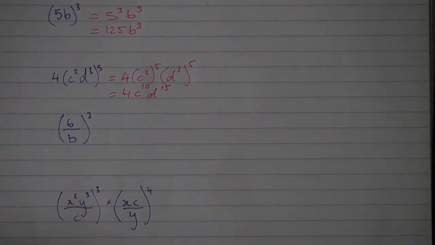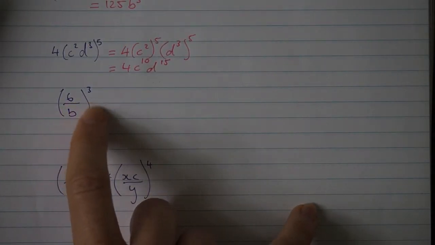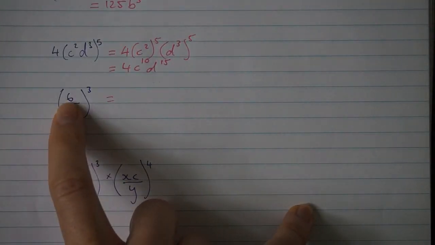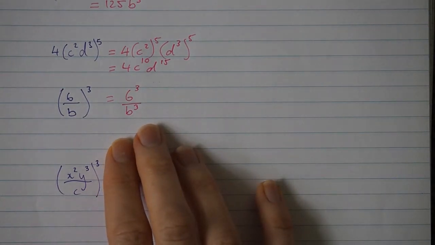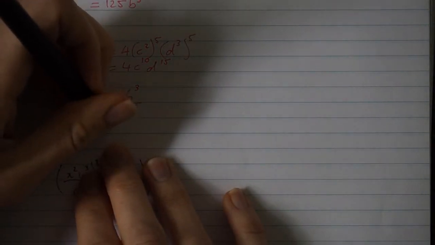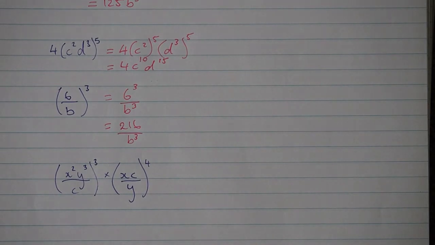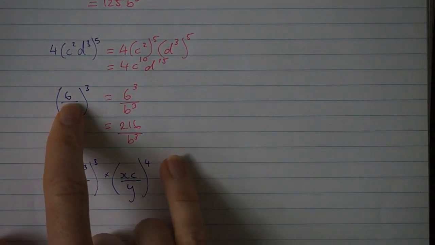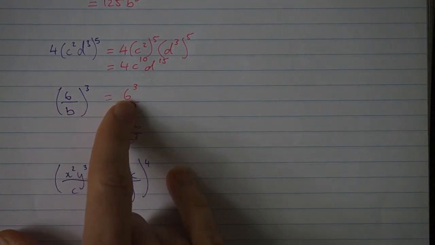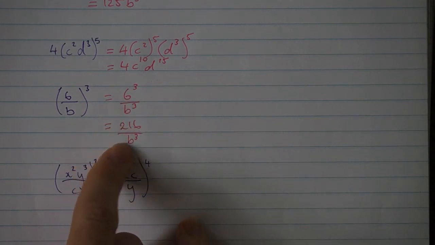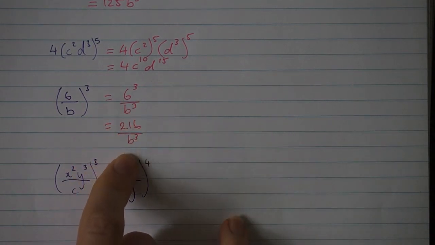In fraction form, all right, we've got 6 over b all to the power of 3. We can separate those. So we've got 6 to the power of 3 over b to the power of 3. Okay, 6 to the power of 3 is 216 over b to the power of 3. Okay, so it's just about evaluating number values where possible, okay, to give us the simplest form of our expression.